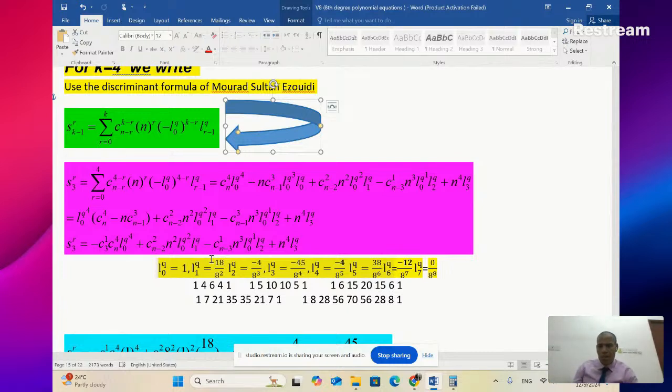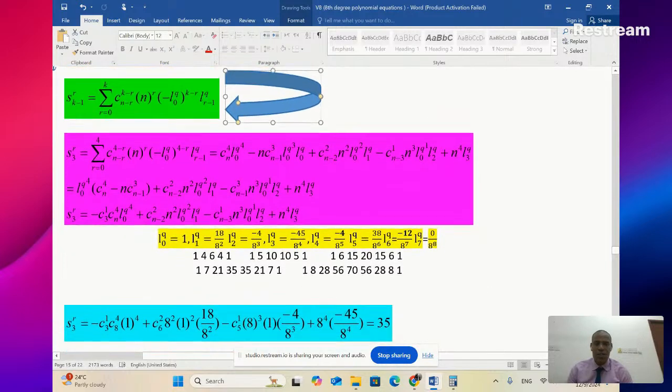Okay. So I will just focus on the last one, S3 raised to the power r, of order r, equal combination 3 choose 1, negative sign, times combination n choose 4, L0 of order q raised to the power 4, plus combination n minus 2 choose 2 times the square of n, times the square of L0 for the q, times L1, minus combination n minus 3 choose 1 times n cubed, L0 for the q raised to the power 1 times L2 for the q, plus n raised to the power 4 times L3 for the q. Now just use these coefficients and find out the value of this.